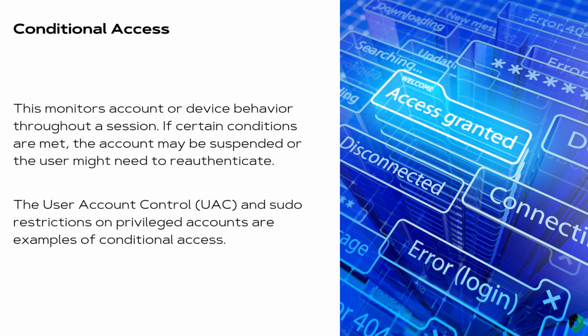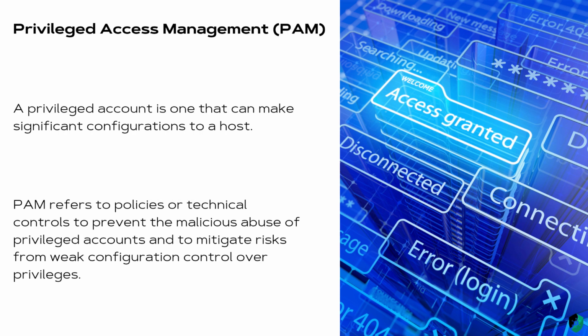Now, this can monitor an account or device behavior throughout the session, and if certain conditions are met, the account may be suspended or the user might need to re-authenticate. So the user account control, the UAC, and sudo restrictions on privileged accounts are examples of conditional access.